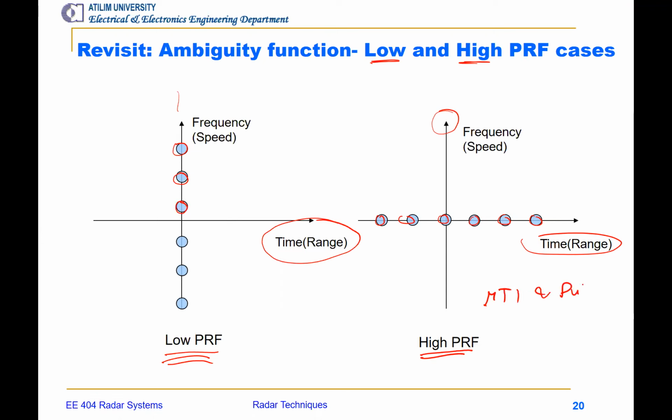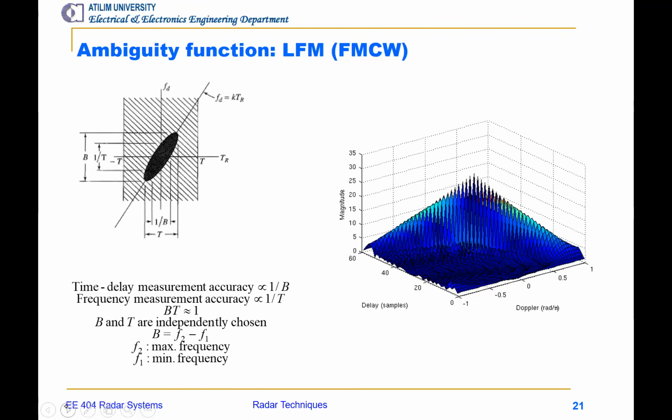This was a very common problem that we have talked about in MTI and pulse Doppler radar. One was good at speed measurements, the other one is good in range measurement. So there is a problem here, as you see. There should be a trade-off between speed and range. And the solution will be FMCW radar, linear FMCW radar, where we have somehow improvement on both range and Doppler axes.